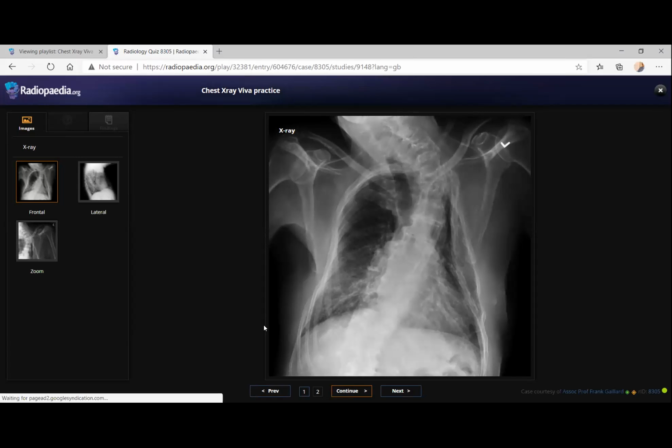This is also a 90-year-old female who came to the ED with chest pain. Okay, so this is a frontal chest radiograph which shows a severely deformed thoracic cage, and there is evidence of, I think, thoracotomy, something like that, done on the left side. She had a surgery earlier when she was young.